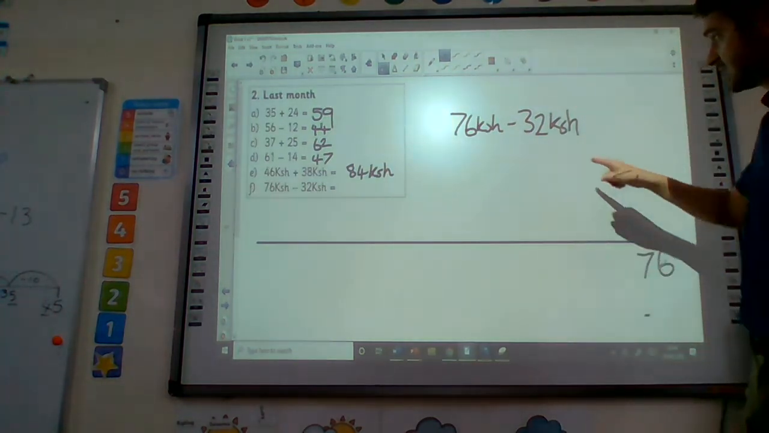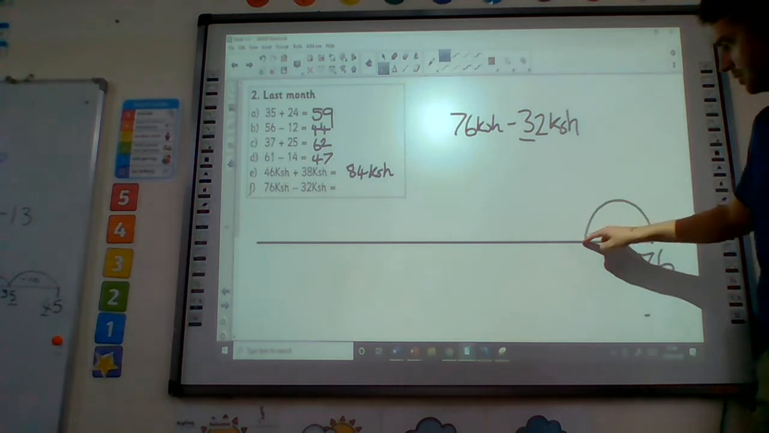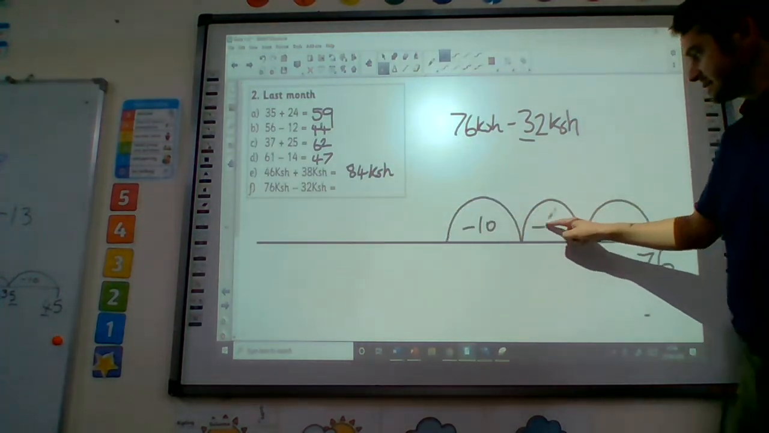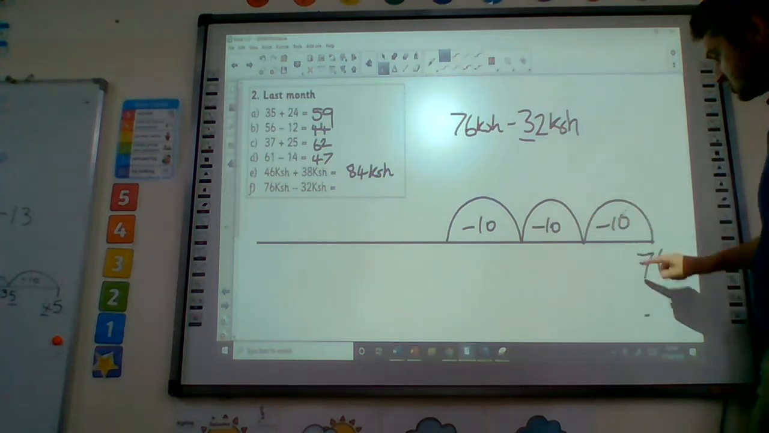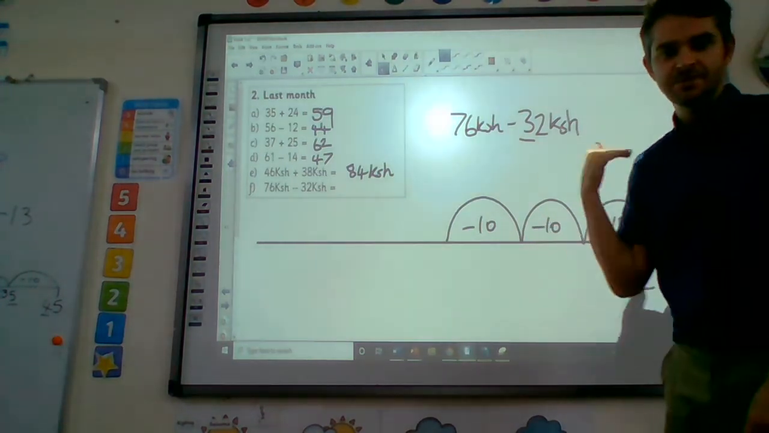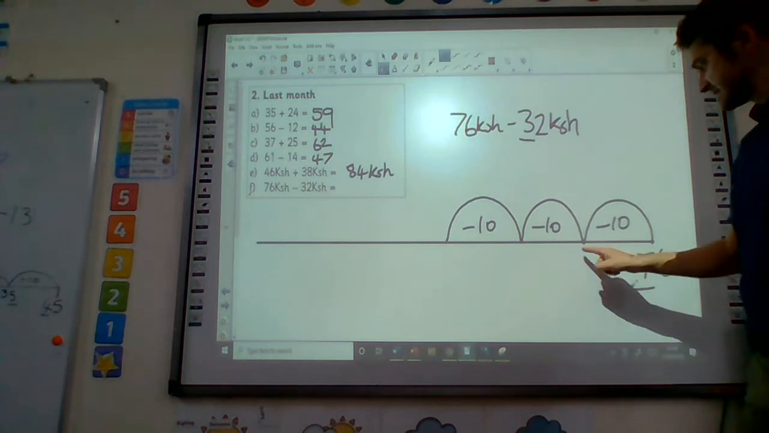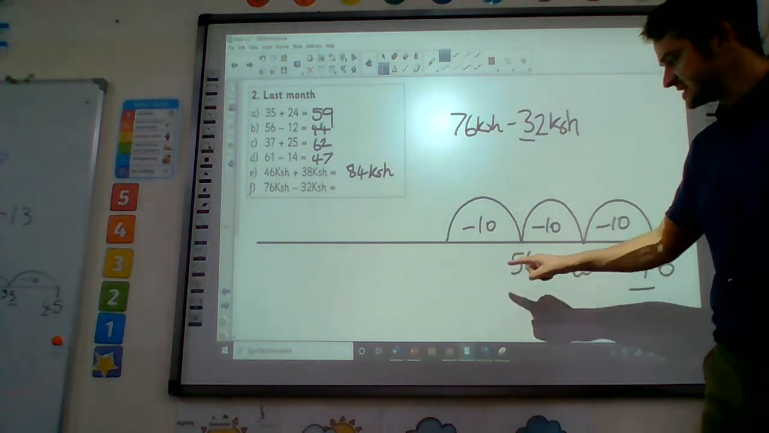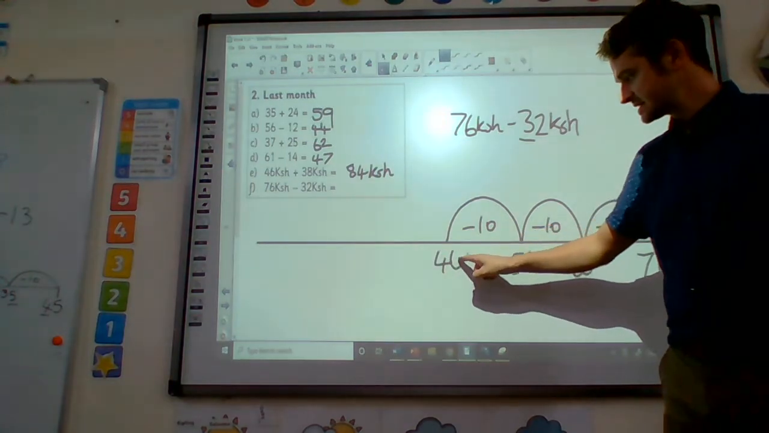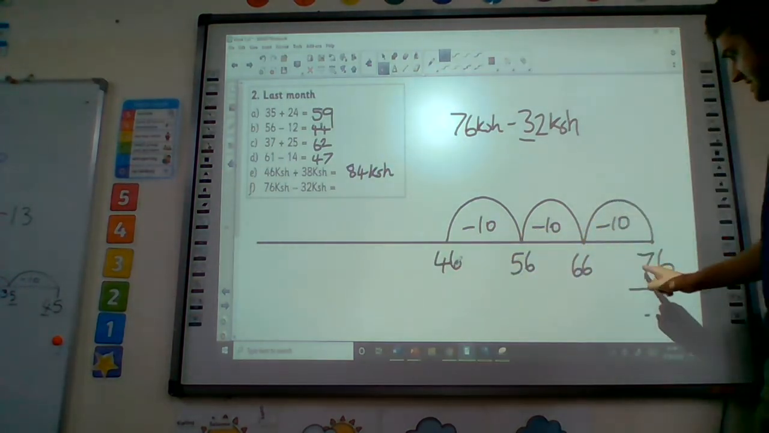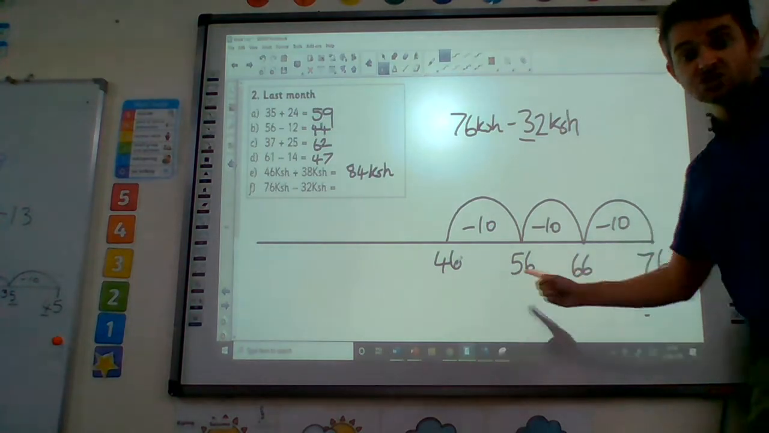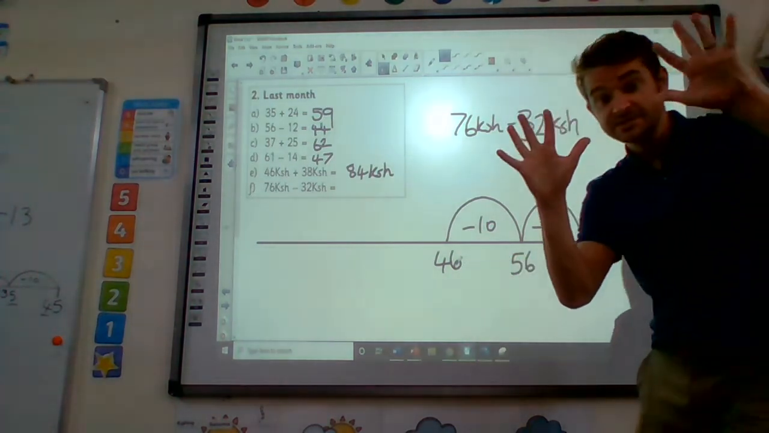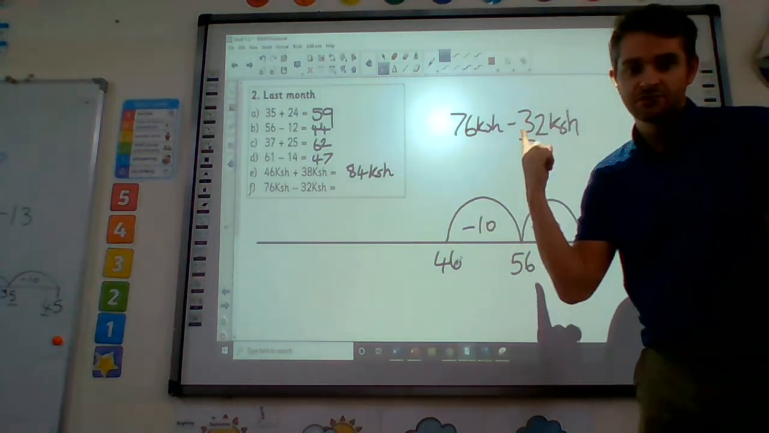Okay, 76. 3 jumps of 10. 1, 2, 3. I am going to write take away 10 in. Okay, we're changing the tens and we're counting backwards. So 76, 66, 56, 46. I've got that lovely number pattern 7, 6, 5, 4, and I can check by counting this way. 4, 5, 6, 7. I've done my jumps of 10, and now it's time for my jumps of 1.